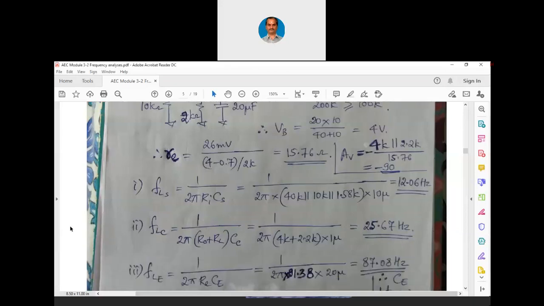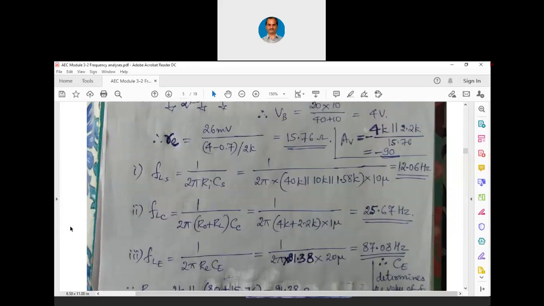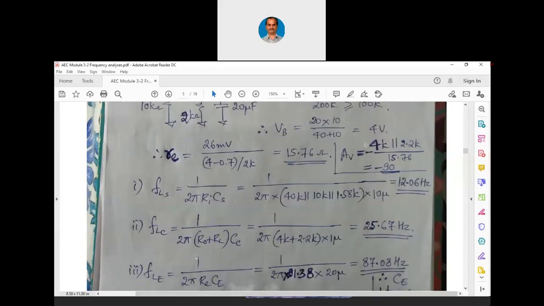Now, let us proceed with the FLE. Corresponding to the FLE, we got 1 over 2 pi into capital R small e into CE. So that capital R and small e, I have directly computed the value, that is 91.38 ohms. You can verify this later on by substituting the values in the formula which was discussed earlier. So 1 over 2 pi into RECE, we get around 87.08 Hertz.